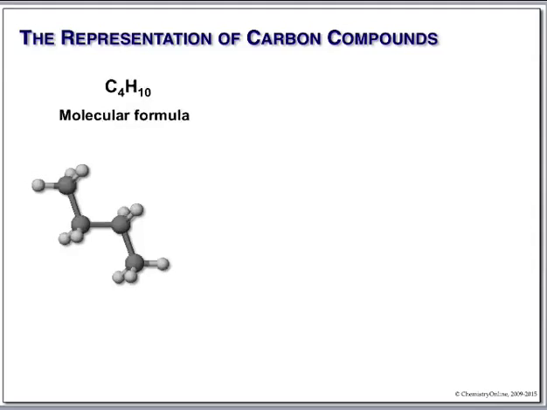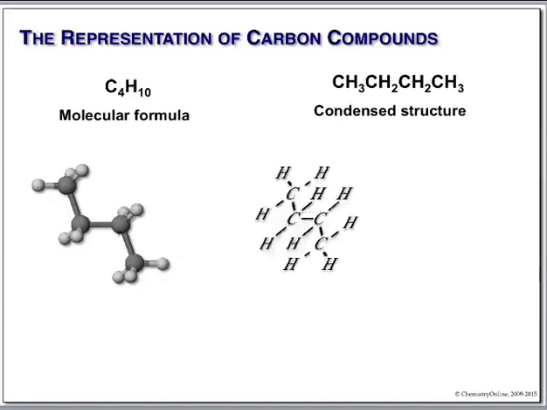We can also represent a simple carbon compound just by its molecular formula. So this one has 4 carbons, 10 hydrogens, C4H10. Nice and compact, but it tells you nothing about the structure. We can draw what's called a condensed structure. In a condensed structure, we take the molecule and convert it into individual pieces and write them together, with a set of rules for this, which we'll do. For this compound, we have a CH3 on the end, then we have 2 CH2s, and a CH3 on this end. This is a condensed structure.